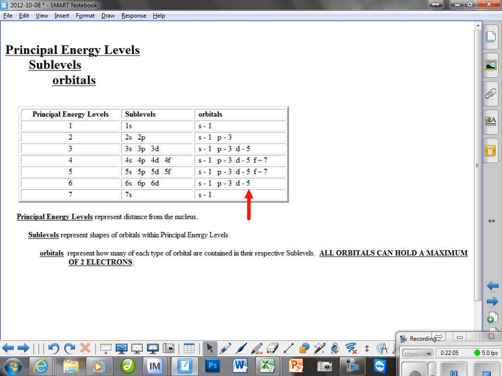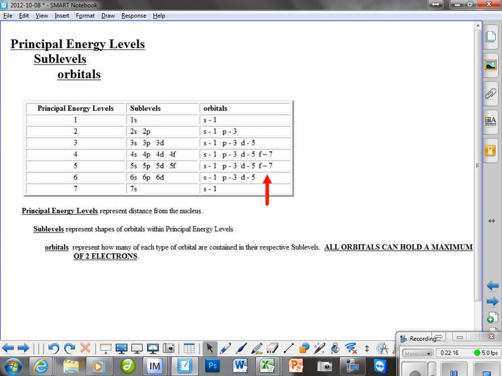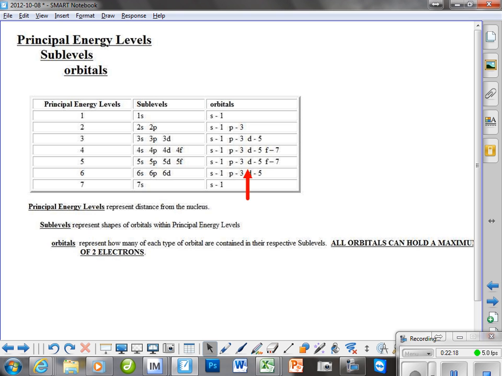If we have 5 orbitals, how many electrons can we have? 10, yeah. If we have 7 orbitals, we can have 14. If we have the p orbitals, there are 3 orbitals, so we can have 6 electrons. And here we can only have 2 electrons because there's only 1 orbital.